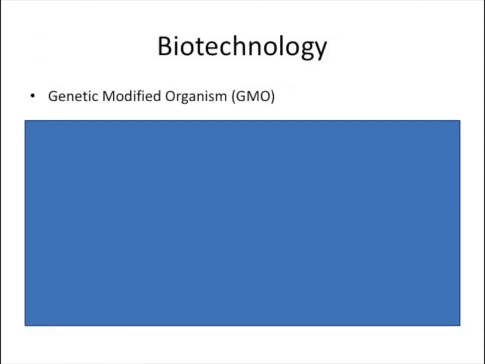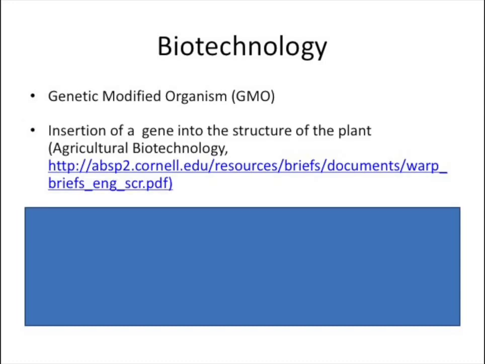Biotechnology is the technology that has been in the public eye the most. The biotechnology that probably has received the most attention is the GMO, the genetically modified organism. Those have been inserted in both corn and soybeans. Essentially what this is, is the insertion of a gene into the structure of the plant. So that gene is different than the corn itself. So we're taking a gene and inserting it into the plant.